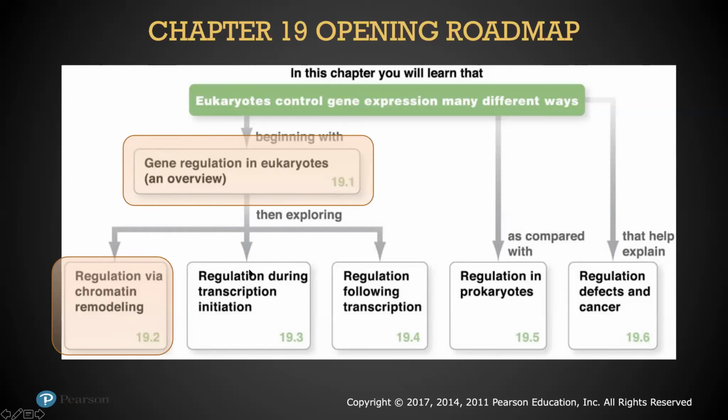My goal is here to do 19.3 and 19.4 on Monday. And then Wednesday, we will do 19.6, which is regulation defects and cancer. And this will then bring us nicely into looking at control of our cell cycle and how mutations there can also lead to cancer. So we're going to end the semester off looking at how different types of mutations and defects give rise to different cancers.